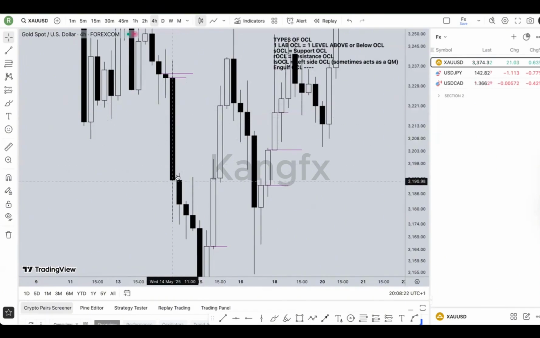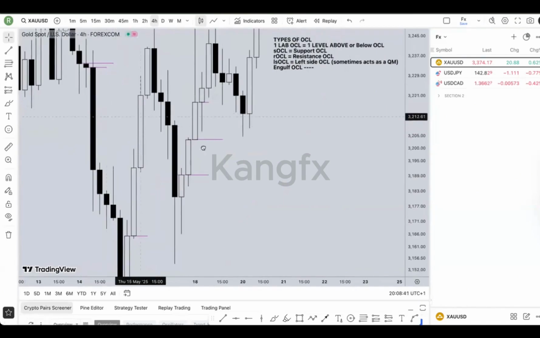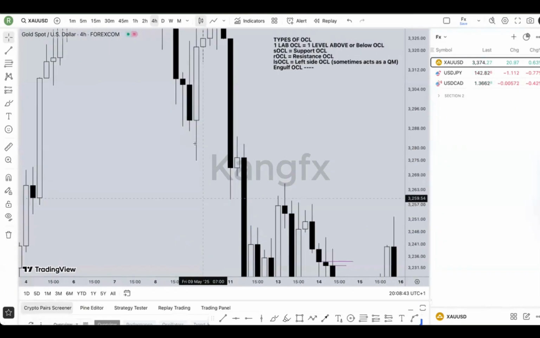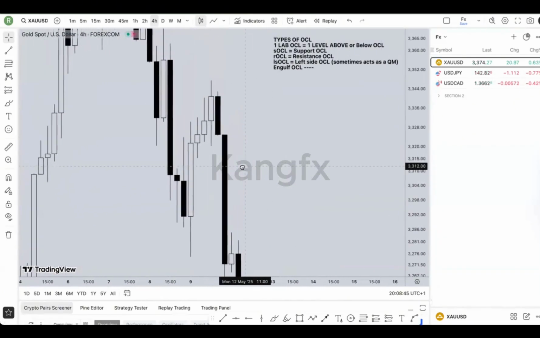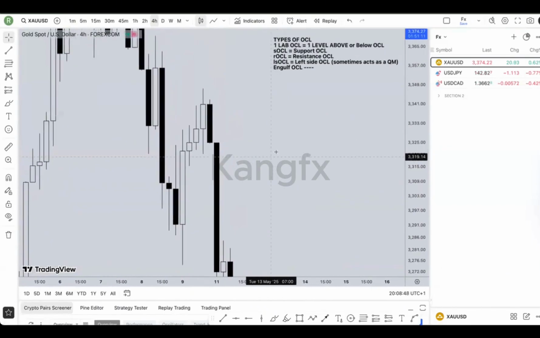As long as the next level above or below that OCL is not a support or resistance, that OCL is a one lap OCL and it's very valid and strong to take a trade if the criteria we use in picking trades is complete. Okay, so that is it for one lap OCL. Let's check another one lap OCL.